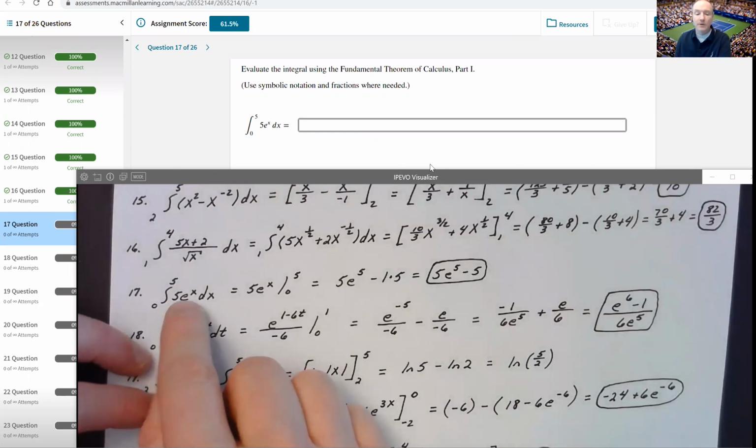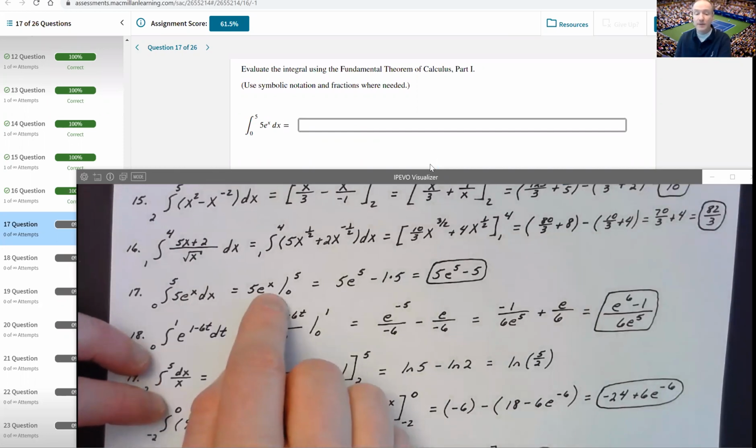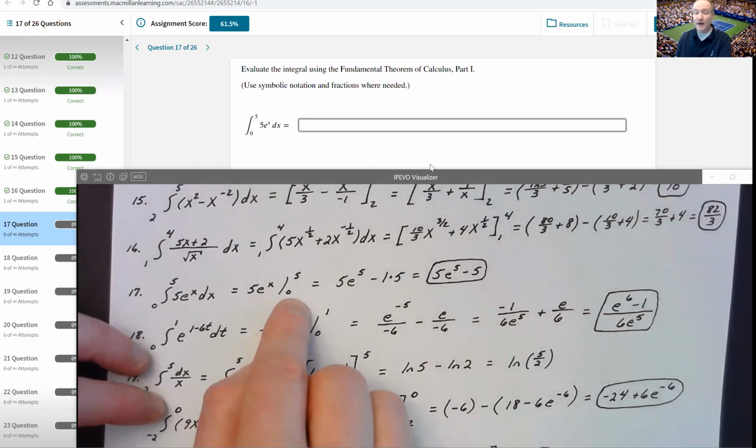Okay, now next up we have an exponential function in there, ridiculously easy. We know that the integral of any exponential function is just that exponential function. This time we're evaluating between 0 and 5. Be careful about that 0. So often you can just ignore it. You can't in this case.